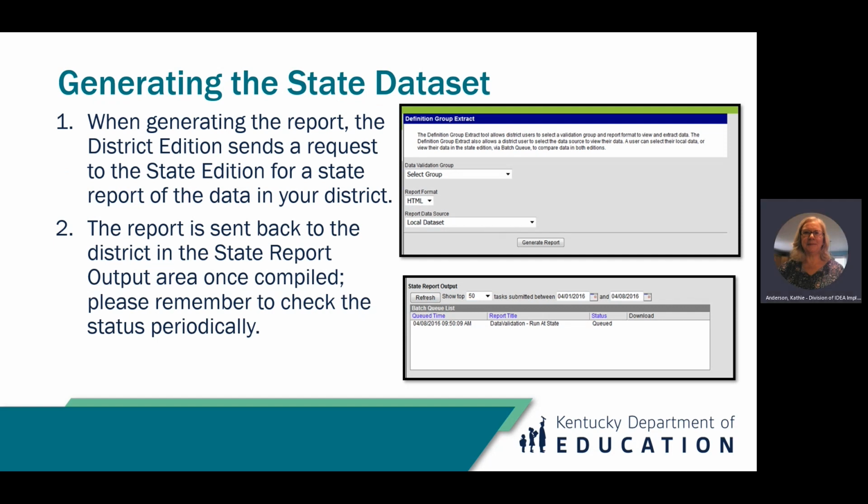When generating the report, the District Edition sends a request to State Edition for a state report of the data in your district. The report is sent back to the district in the State Report Output area once compiled. Please remember to check the status periodically because it will not be generated immediately.